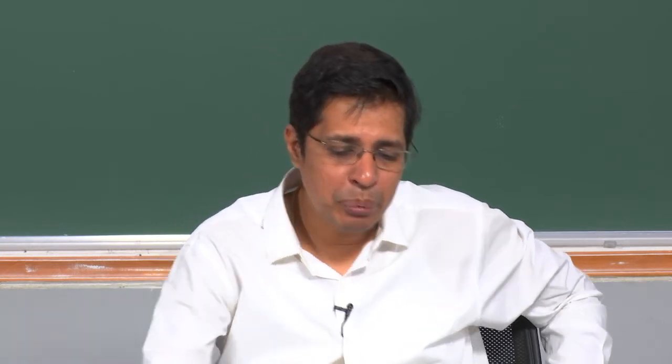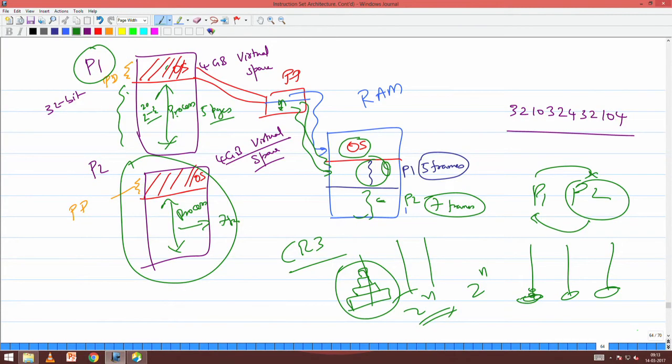Say suppose P1 has 90% of its execution on 6 pages. Then if I have just 5 frames, then I am gone. I need at least 6 pages there. So then my thing will work.